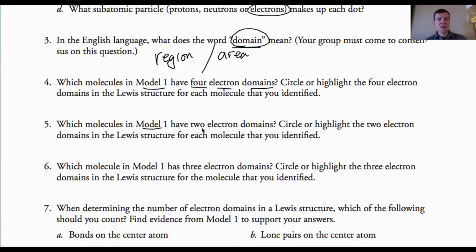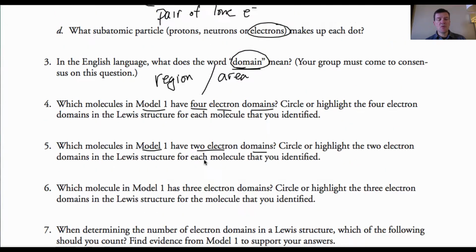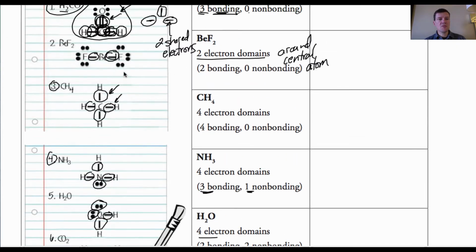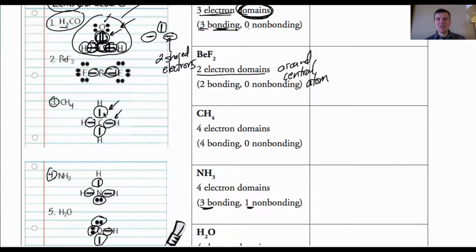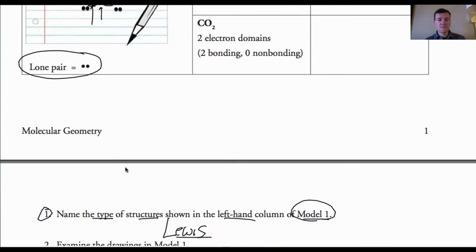Which molecules in Model 1 have 2 electron domains? Circle or highlight the 2 electron domains in the structure for each molecule that you identify. And down here it says which one has 3. Well, we've already kind of gone through each one of those, and I pointed out which ones have 2, 3, or 4. Okay?